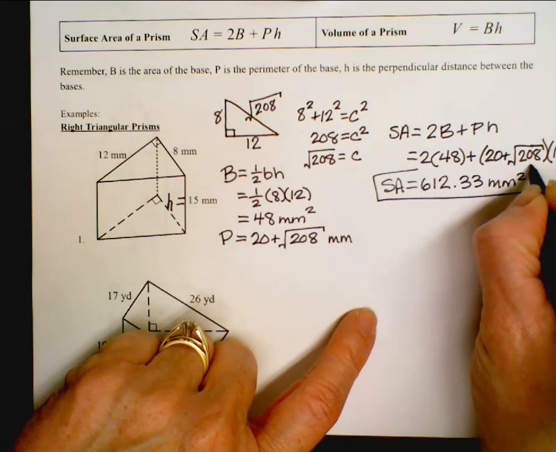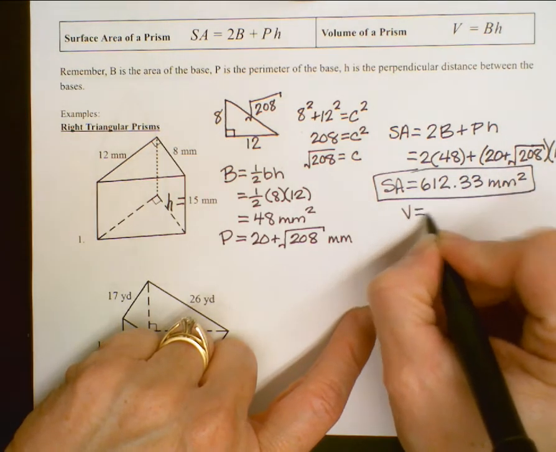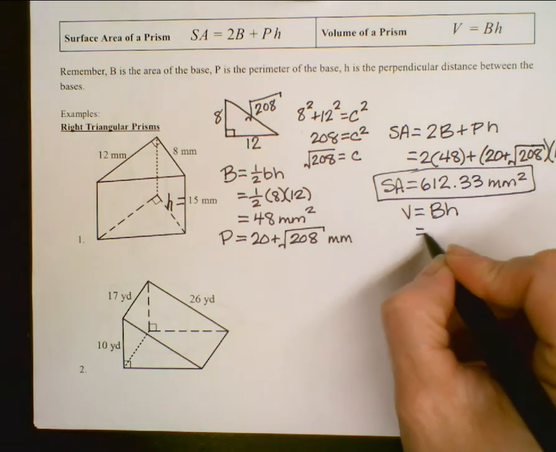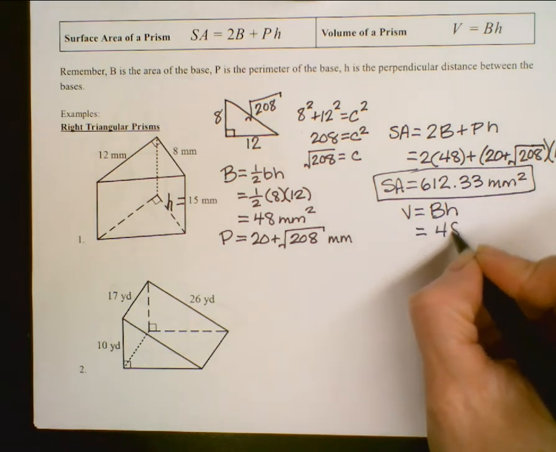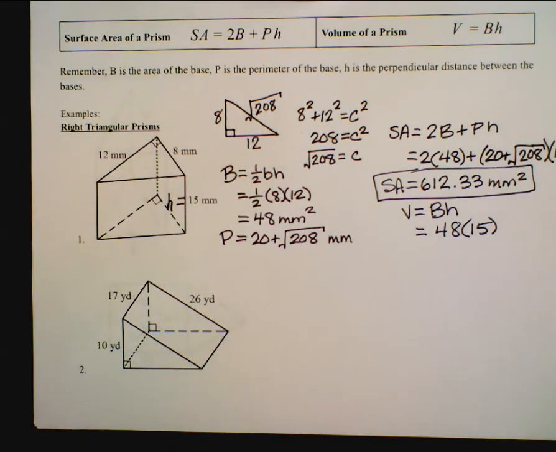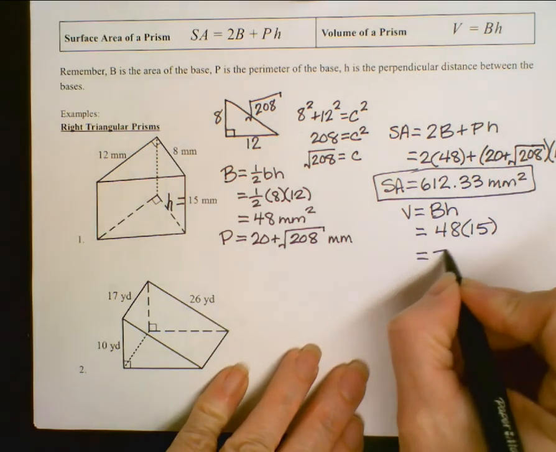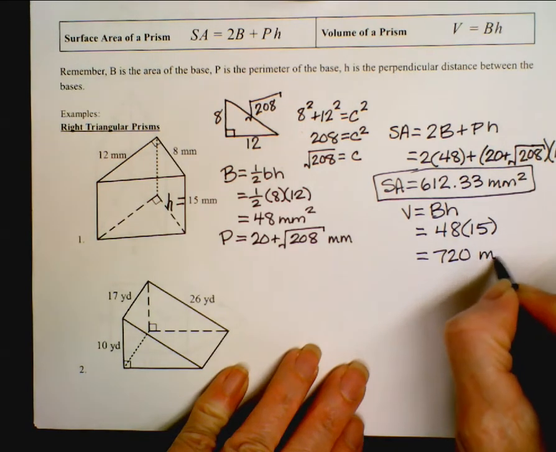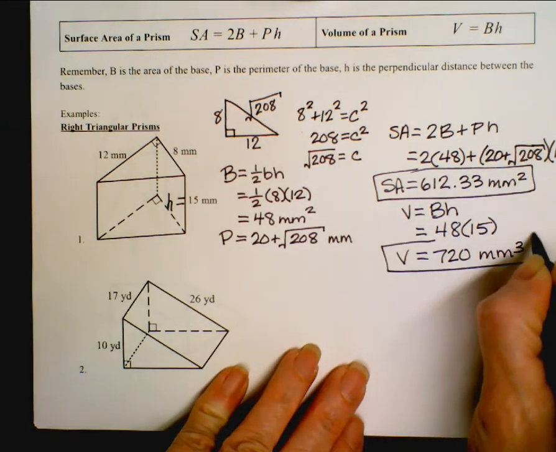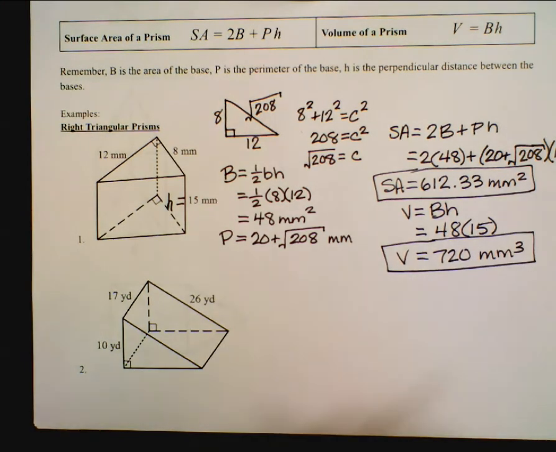Now for the volume. Volume is equal to the area of the base times the height. In this case, the area of the base is 48 times the height, 15. So 48 times 15, 720 millimeters cubed. And that is the volume of this particular solid. It would be my advice that you pause the video at this point and attempt this second example on your own, and then come back and check yourself.